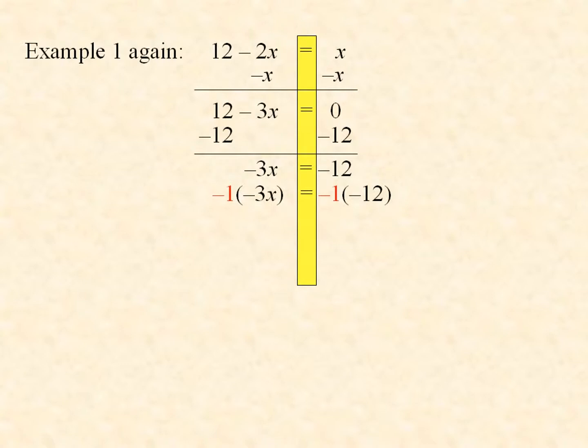We will multiply both sides by negative 1 because we don't like the negative in front of the coefficient of x. That leaves us positive 3x equals positive 12. And then we can divide by 3 to get x equals 4. I think the first method, adding 2x to both sides, was actually easier.